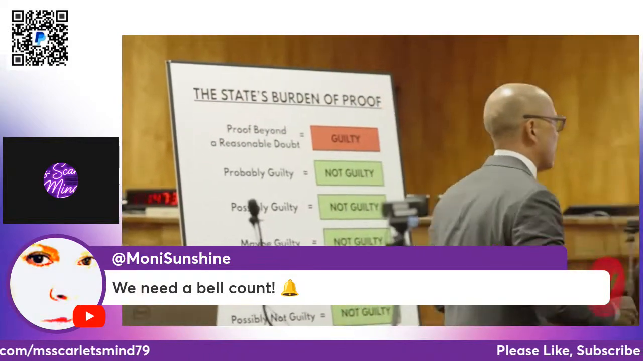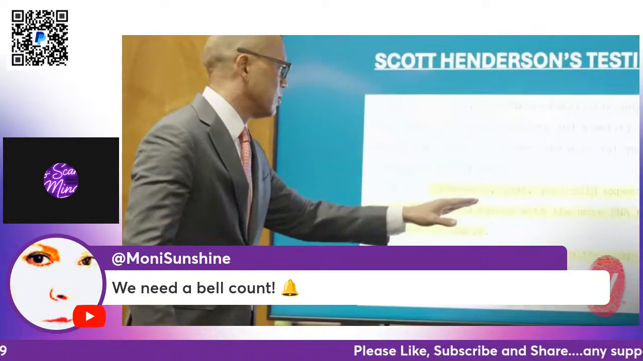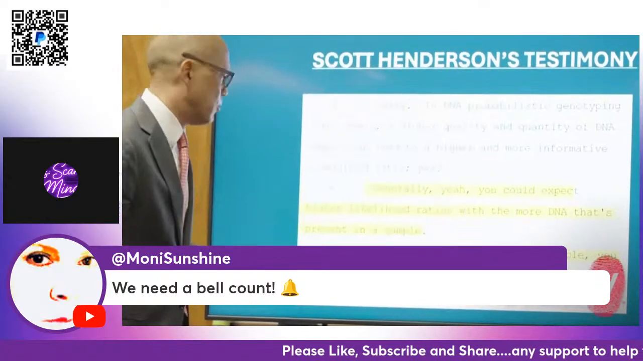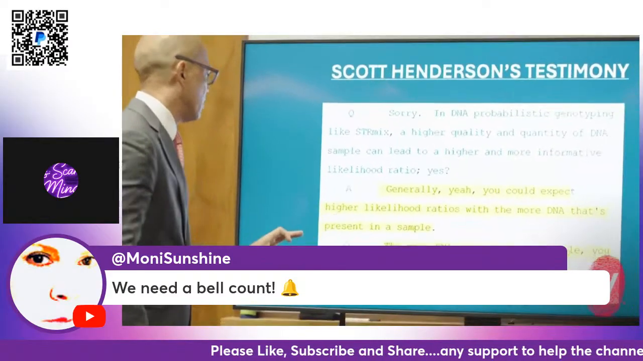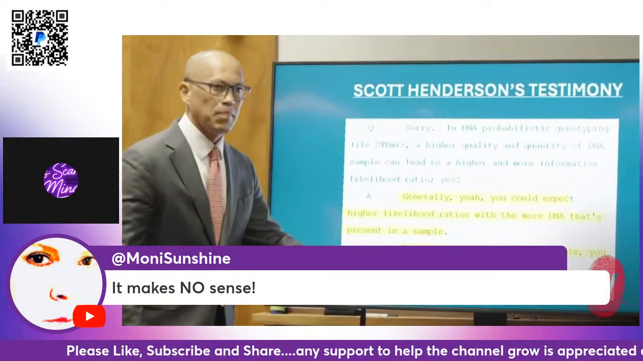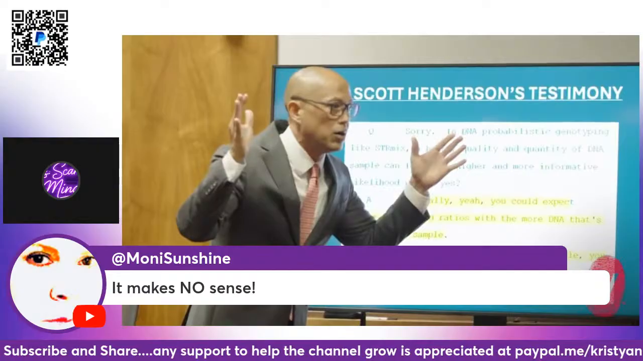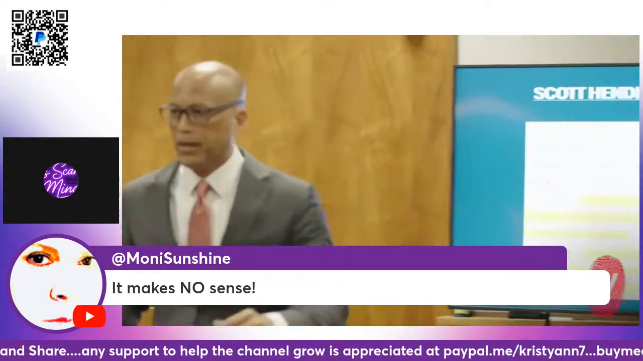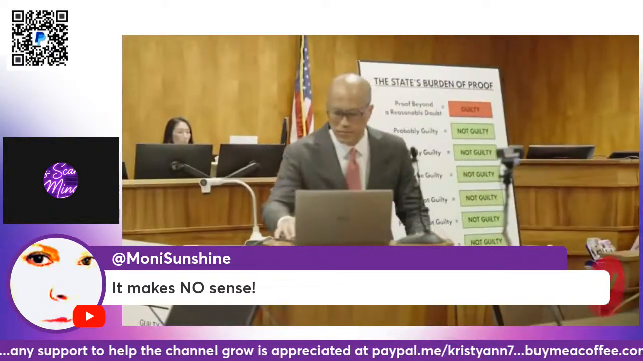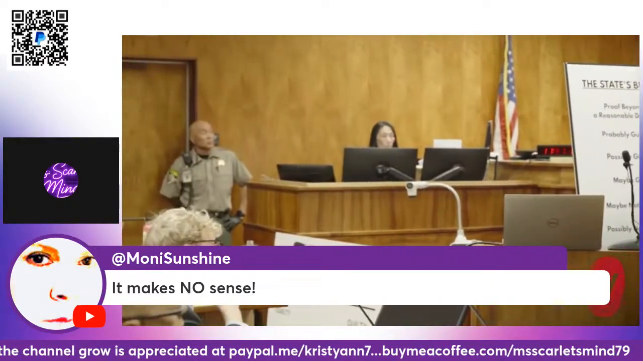The DNA guy. Generally, yeah, you could expect higher likelihood ratios with the more DNA that's present in a sample. The more DNA present in the sample, you can expect a higher ratio, yes? Generally speaking, yes. The more someone's DNA is on the sample, the higher the number. He says it.